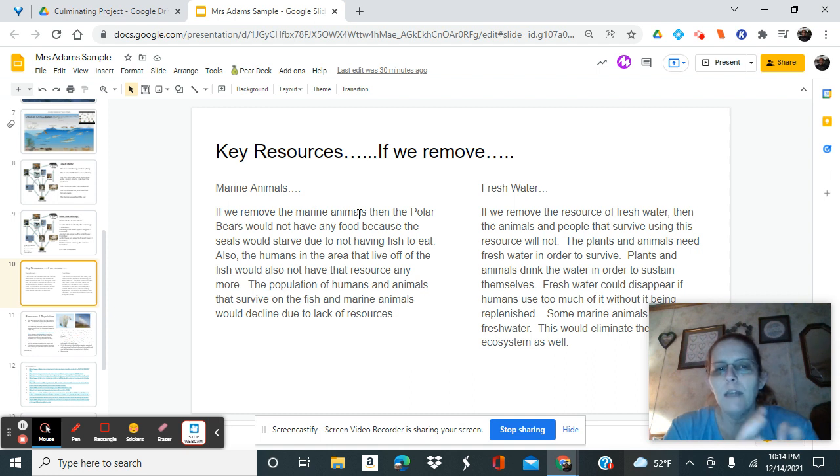All right, same thing with the fresh water. I made a prediction based on what we learned in class. If we remove the resource of fresh water, then the animals and the people that survive using the resource will not. The plants and animals need fresh water in order to survive. Plants and animals drink the water in order to sustain themselves. So fresh water could disappear if humans use too much of it without it being replenished.